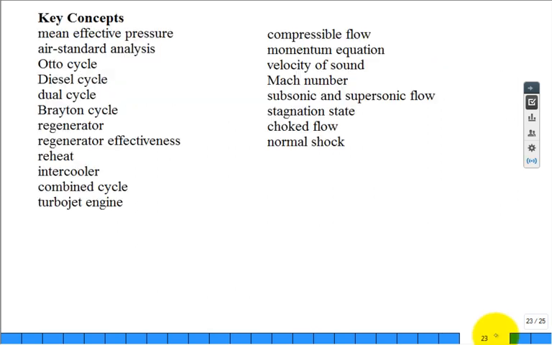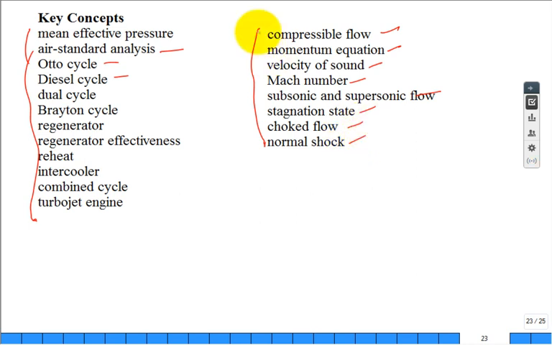Key concepts. Remember, we started this chapter with mean effective pressure, air standard analysis, Otto, Diesel. Wow, that was a long time ago. But then I rushed through this last section: compressible flow, momentum, velocity of sound, Mach number, subsonic, supersonic, stagnation state, stagnation pressure, temperature, choked flow, normal shocks, oblique shocks. There's a lot of topics that I rushed through. I just expose you to it.